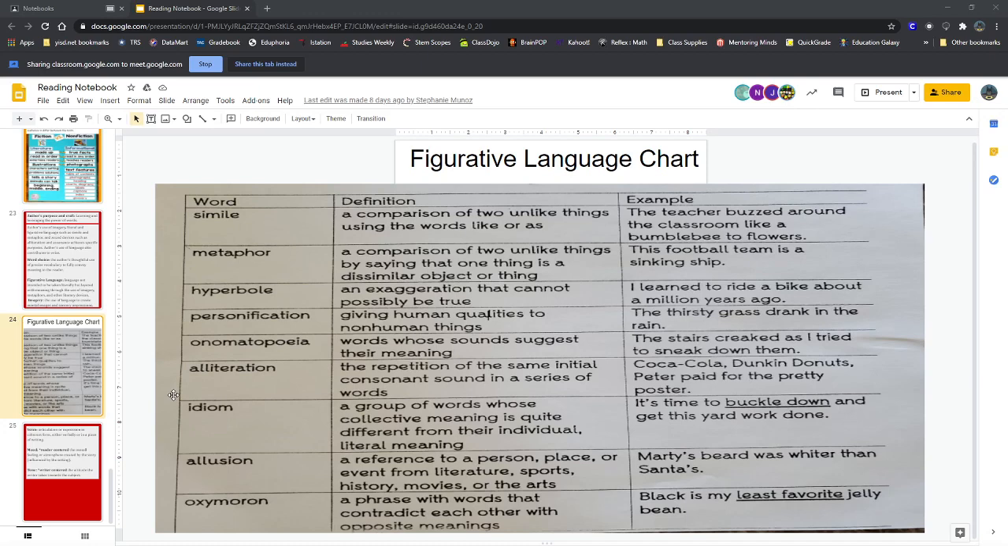Alliteration, or sorry, I skipped one. Onomatopoeia. It's a really long word. But onomatopoeia is a word that takes the place of a sound. Our example is: the stairs creaked as I tried to sneak down them.